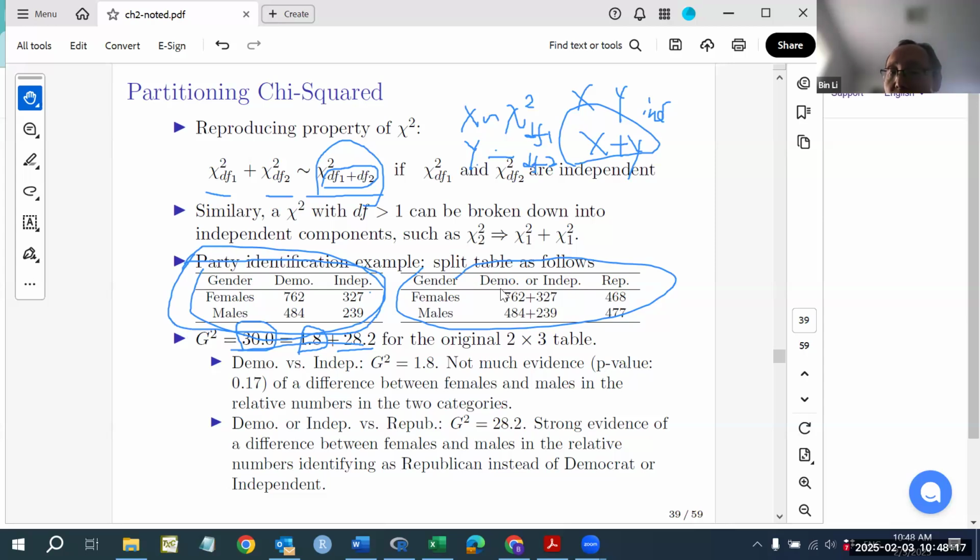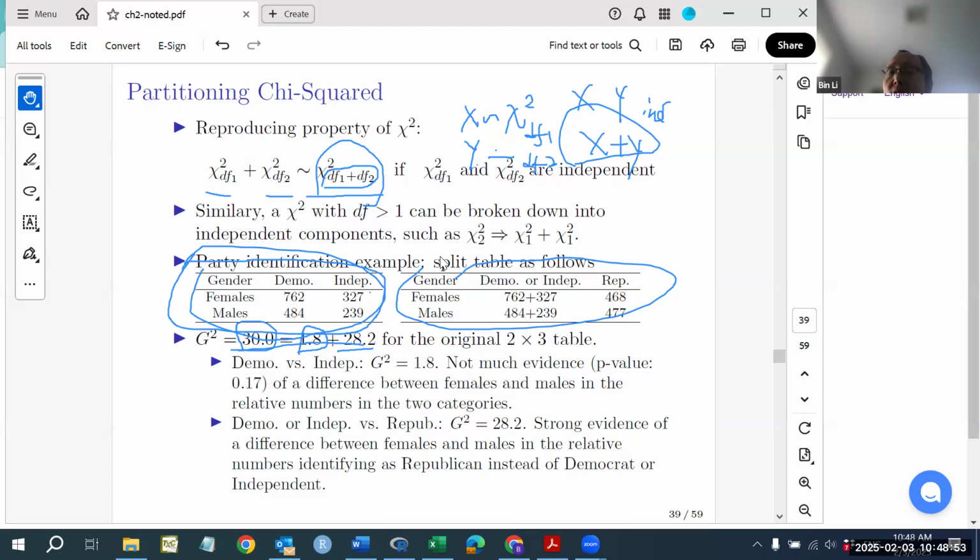Okay, but for the Republican against non-Republican parties, which include both the Democratic and the Independents, there is a very strong difference in the distributions between the male and female. In other words, male tends to identify themselves with Republicans, while the females tend to identify themselves as Democratic or Independent. Okay, so that's how we interpret it.